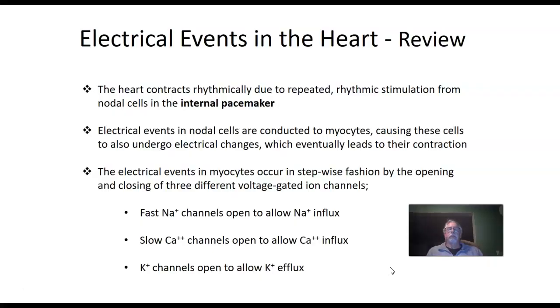So a brief review. In my previous video, I talked about the electrical events that occur in the pacemaker and other similar cells that generate the impulse to spread throughout the heart and cause the muscle cells to undergo contraction eventually. The main stimulus for these electrical events occurs in the pacemaker or the SA node, and they're conducted through the wall of the heart to the myocytes through gap junctions.